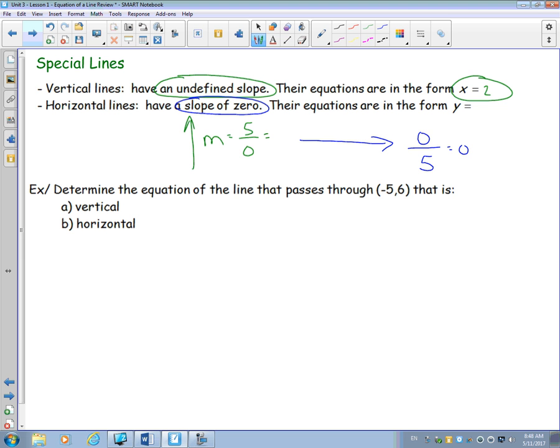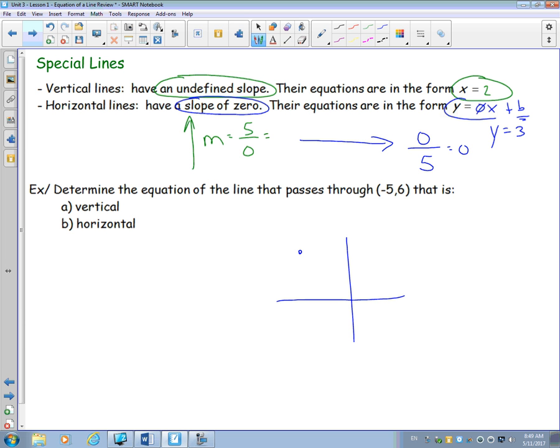So these equations are in the form y equals, but 0 for the x. Well, 0 times x doesn't have any meaning, so we usually just write down y equals and whatever number that happens to be. Maybe it's 3, maybe it's something else. We don't know what it is, but it's just a number. It's a flat rate. So if you look at this last example here, determine the equation of the line that passes through negative 5 and 6. That is A, vertical, and B, horizontal.